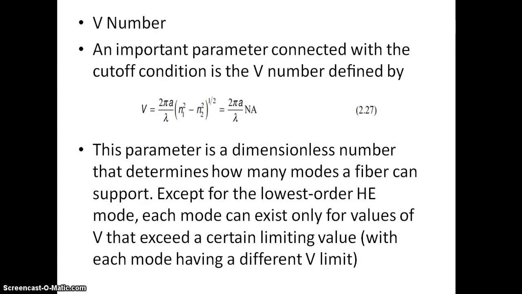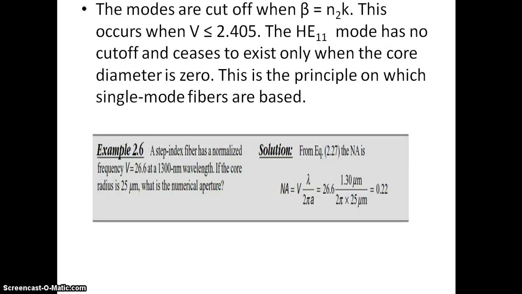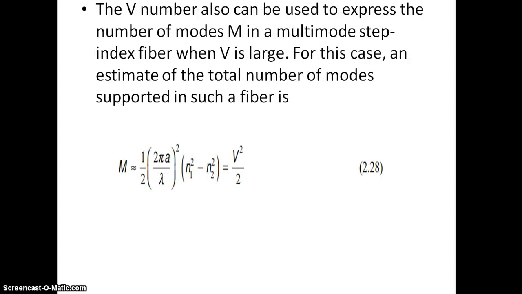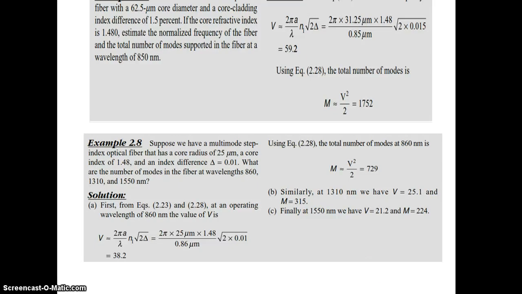And the V number is called the normalized frequency, which is given by 2 pi a by lambda into root of n1 square minus n2 square, or 2 pi a by lambda into numerical aperture. It is used to calculate the number of modes, that is M equal to V square by 2. From knowing the V number, or the normalized frequency, we can calculate the number of modes propagating along a fiber.